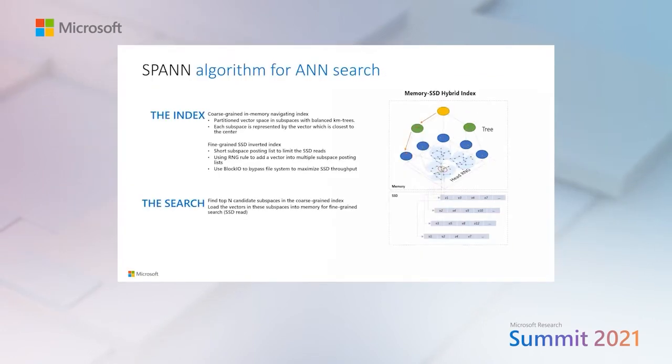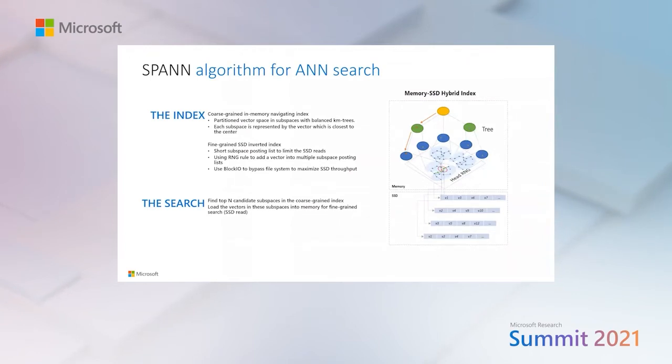In memory, we have a coarse-grained navigating index. We partition the vector space into subspaces with a balanced k-means tree, and each subspace is represented by a centroid. The uncompressed dataset is stored in the SSD in a format similar to the posting list. Essentially, the vectors close to a centroid are packed together as a sequence of 4K pages, such that when we need to load a subspace, we only need to do one or two SSD reads.